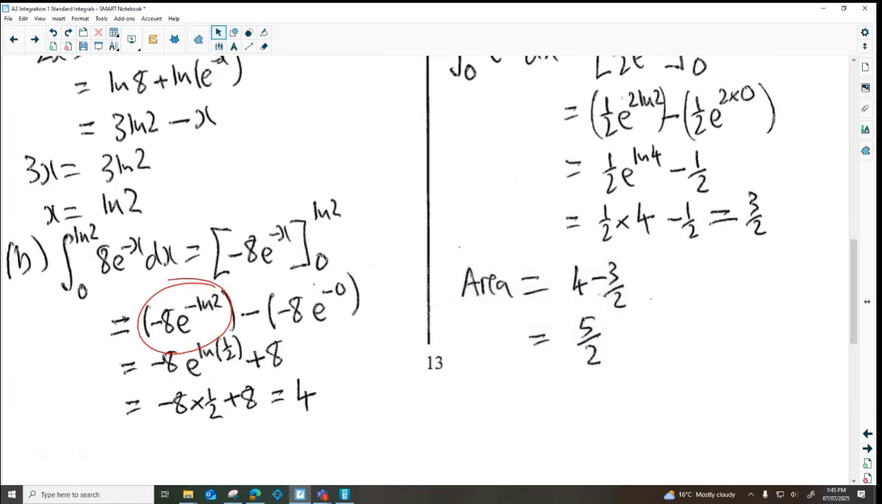Therefore, the shaded area is the difference between them. 4 take away 3/2 is 5/2. And we are done.